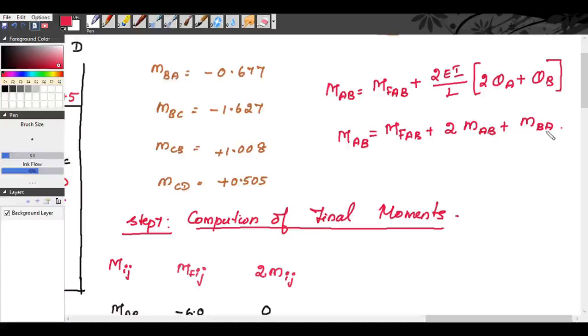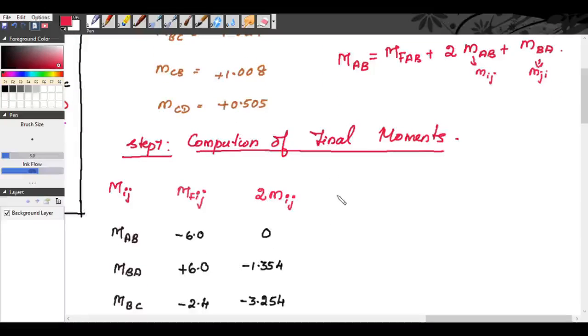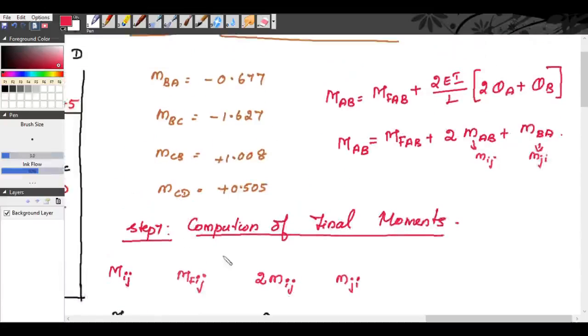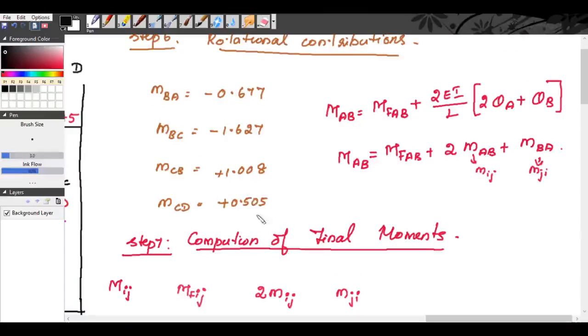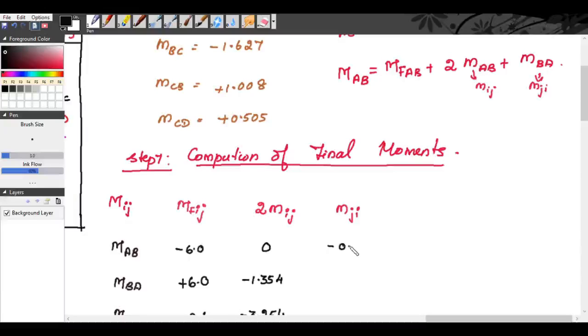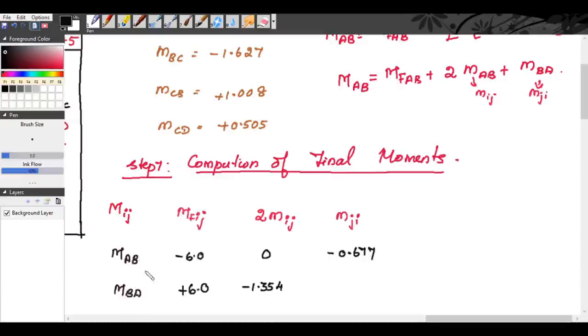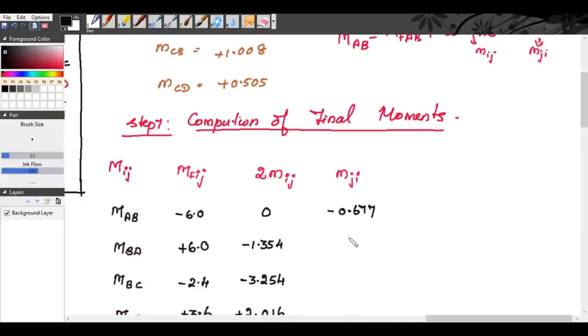Next, this is MIJ and this is MJI. So next we will write MJI. JI means MBA, so MBA should be written here. J is B, I is A. So what is MJI? That is MBA. MBA is minus 0.677. Now MAB, we don't have, that is equal to 0.